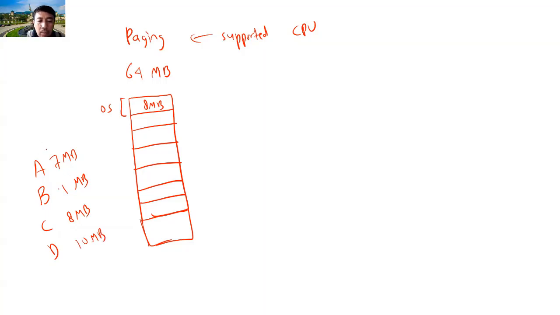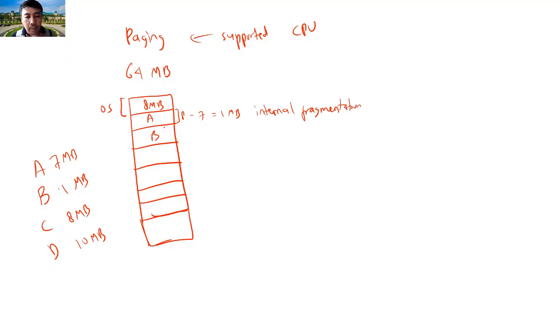So program A you can place here, but there's some wastage. The total is 8, but you are using only 7, so you have 1 megabyte of internal fragmentation. And B is even worse. B is allocated, and you cannot fix this one at that time.